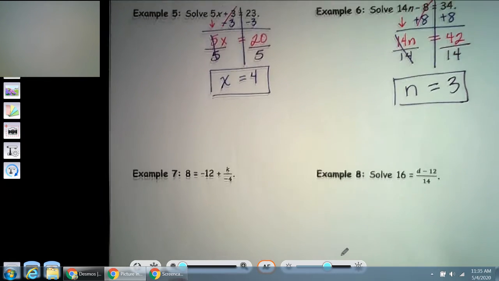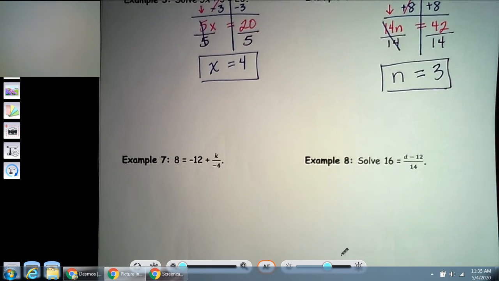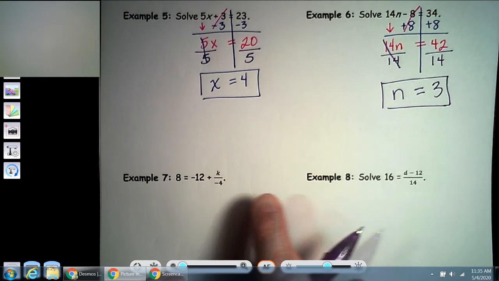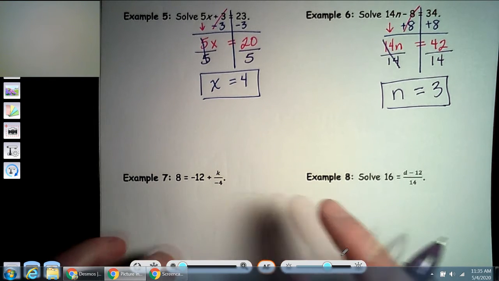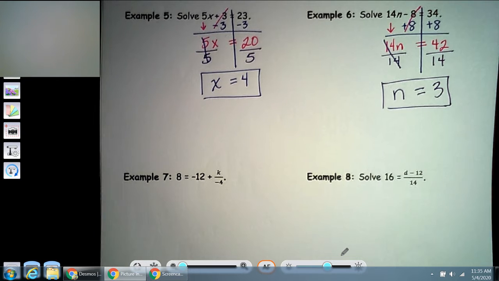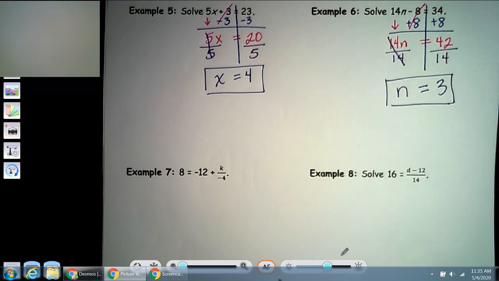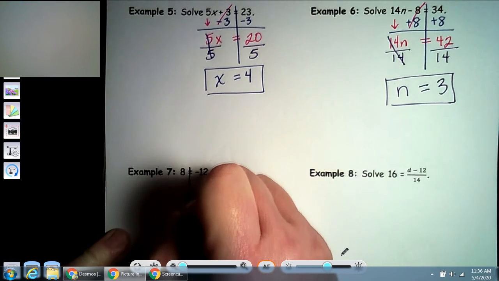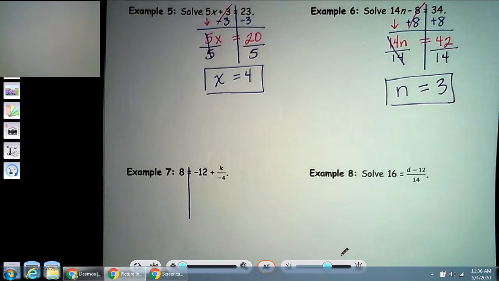Okay. All right. Two more examples, and this is where I know people start to stress out a bit, because now we see fractions, we see negatives. But again, we're going to remember our process. We're going to take it one step at a time. I'm going to start by drawing my wall where my equal sign is.